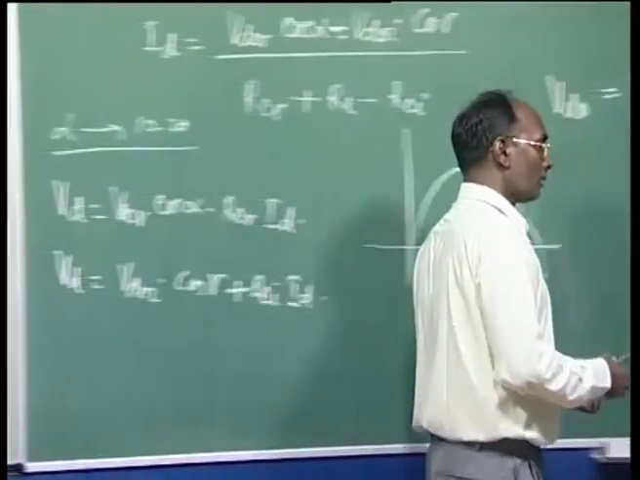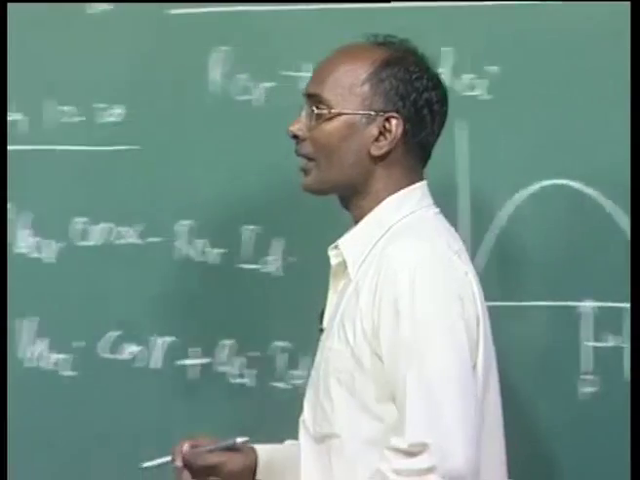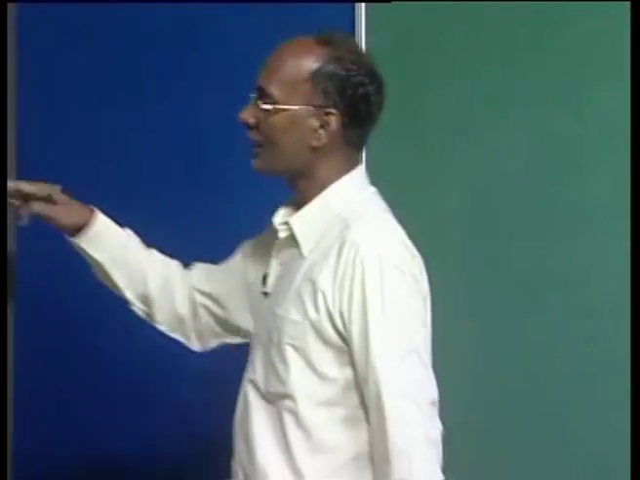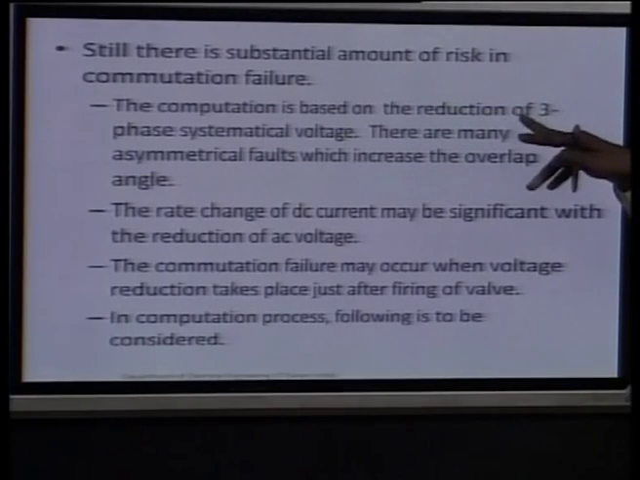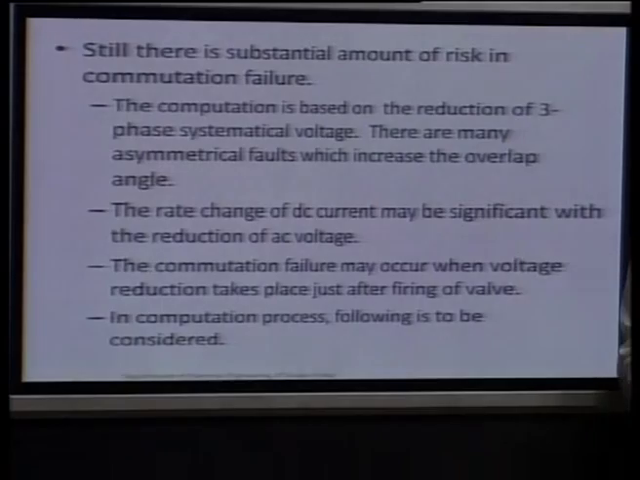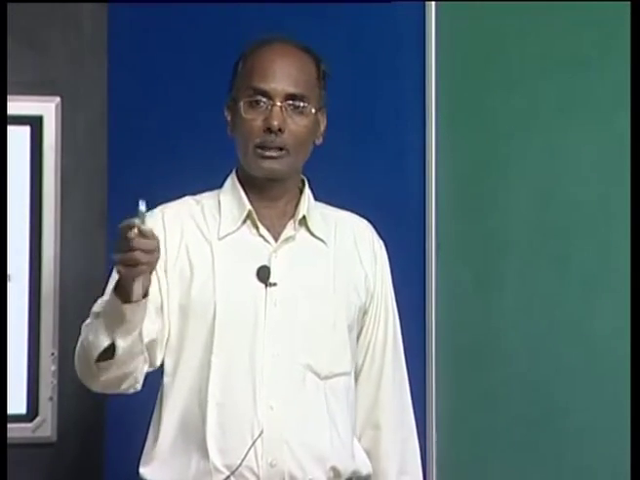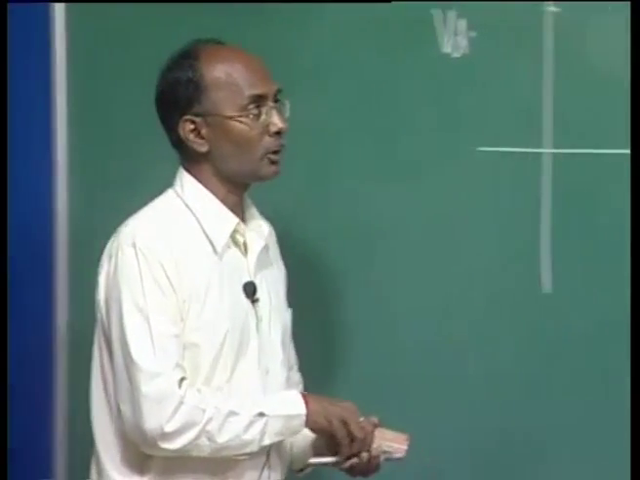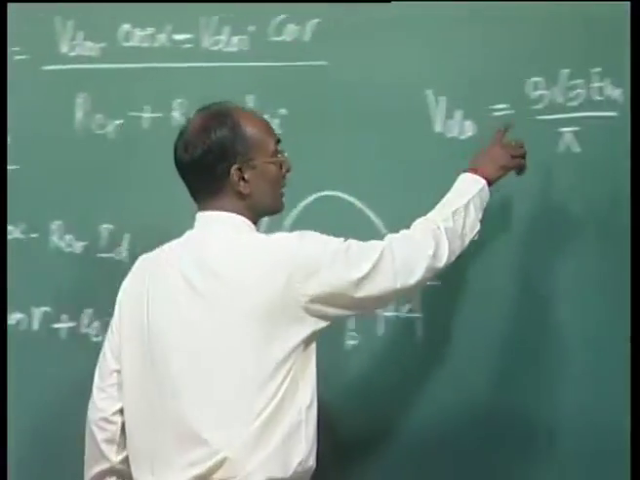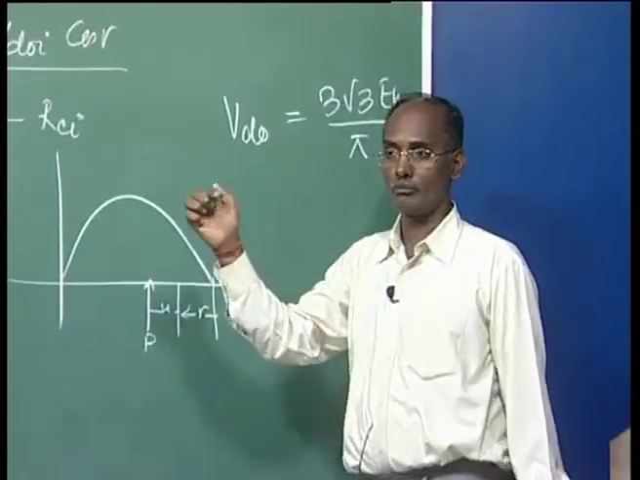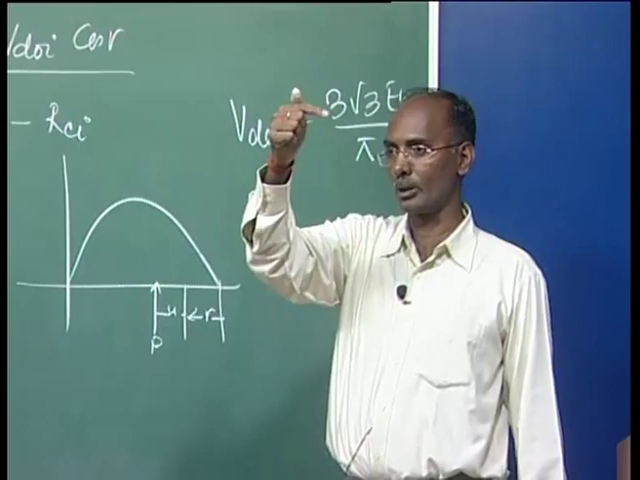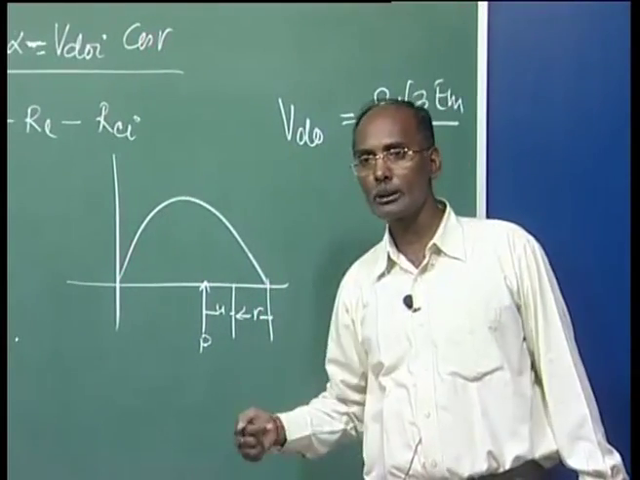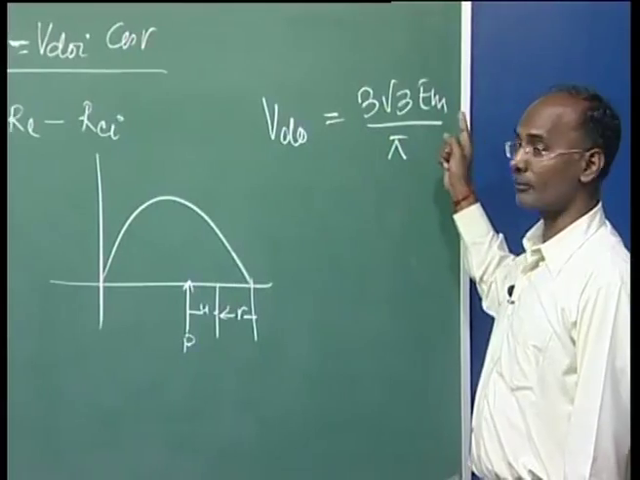Now, see there is still a substantial amount of risk of commutation failure. Due to these points, you can see the calculation is based on the reduction of the three-phase symmetrical fault. Even when the voltage has gone down, what you are doing is, this EM which you are using, you are assuming this three-phase voltage balanced value. But there is a possibility, if there is a line-to-line fault, you are taking one phase voltage that may be the same, but another phase voltage may be changed, and that may cause your commutation failure.